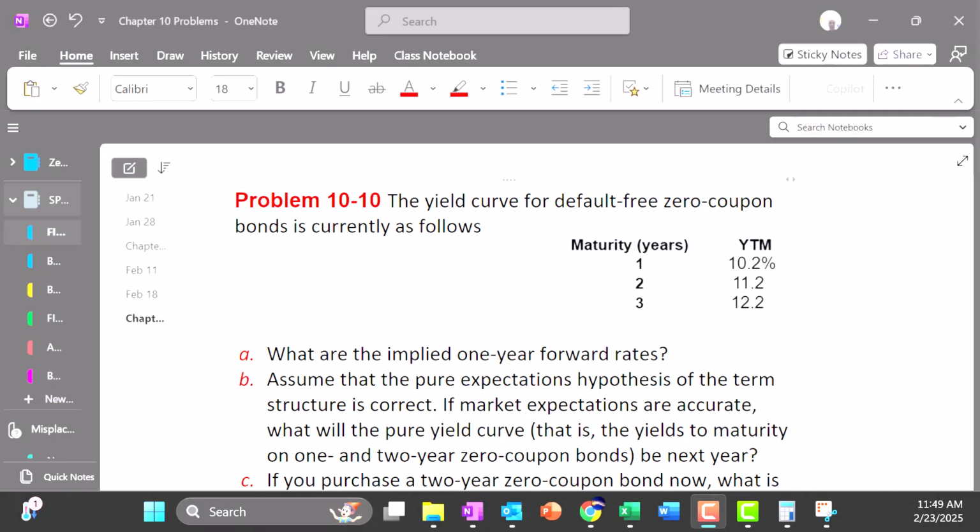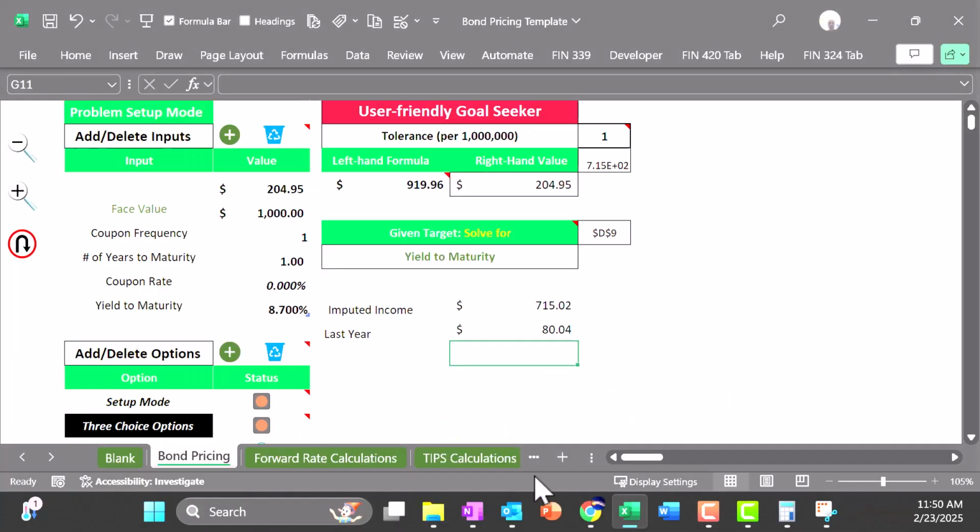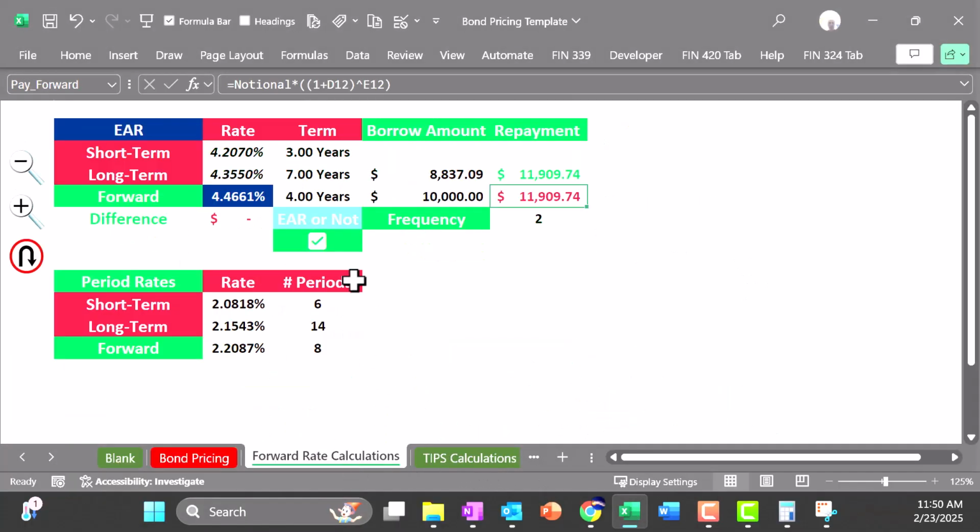The yield curve for default-free zero-coupon bonds is currently as follows. At 1 year maturity, 10.2%, 2 year, 11.2, 3 years, 12.2. What are the implied 1 year forward rates? We're going to go to our template and go to forward rate calculations.